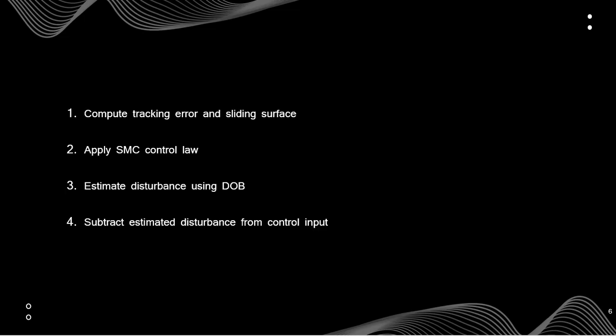The control procedure follows 4 steps. First, compute tracking error and sliding surface. Second, design the standard SMC law. Third, estimate the disturbance using the observer. And finally, subtract the estimated disturbance from the input.